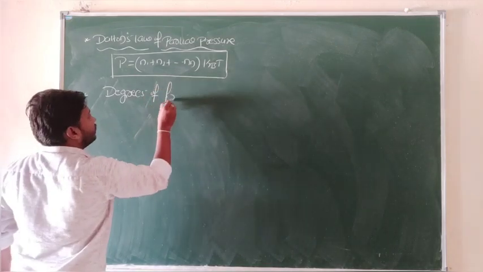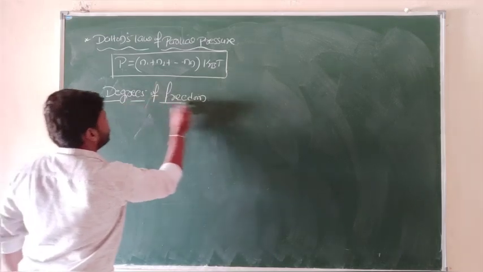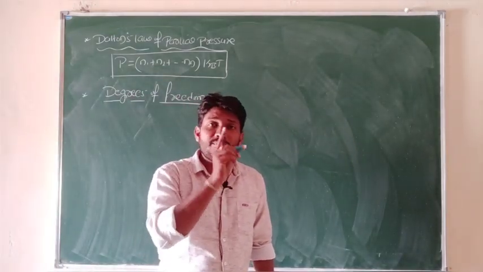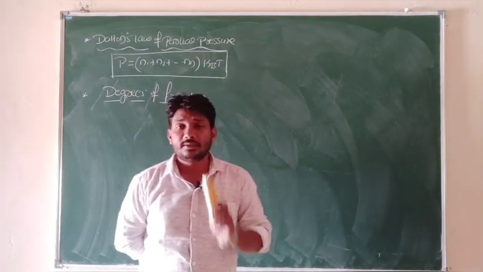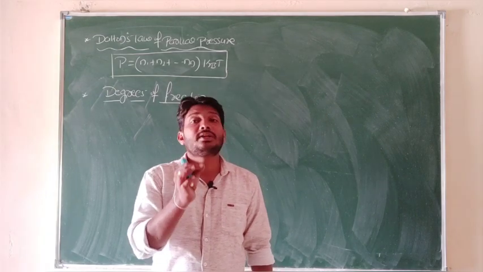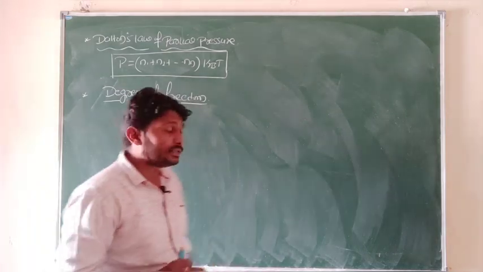Degrees of freedom. What's the meaning of degrees of freedom? The number of independent variables which can describe the position of the object, we can call it degrees of freedom.